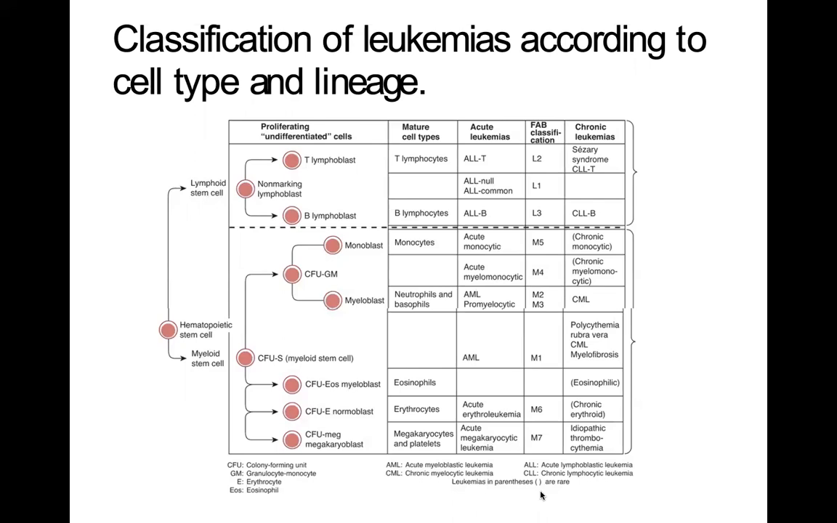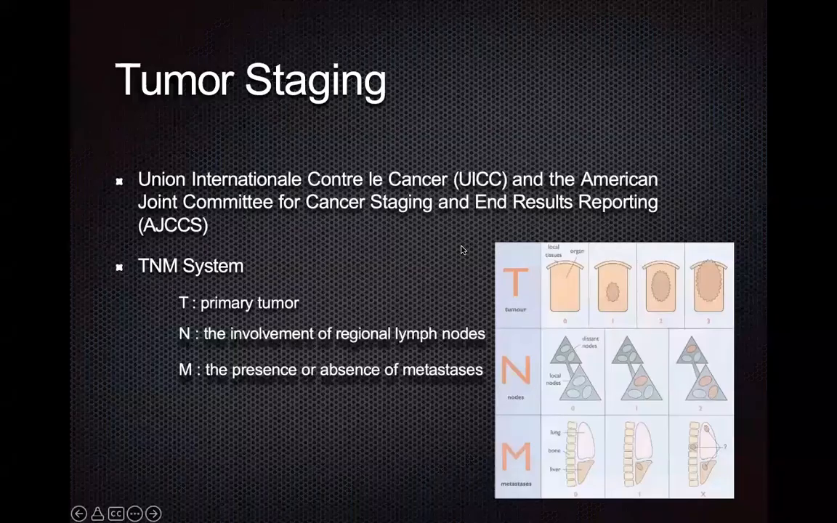As you can see, the derivation goes into two: myeloid stem cells and lymphoid stem cells. Then the lymphoid stem cells go into the proliferating mode, into the T lymphoblast and B lymphoblast. For instance, if you get mutations in the process of turning into mature cells, it goes into leukemia for these patients.